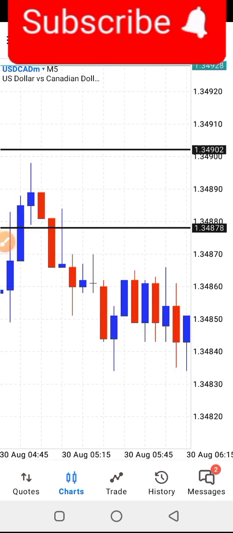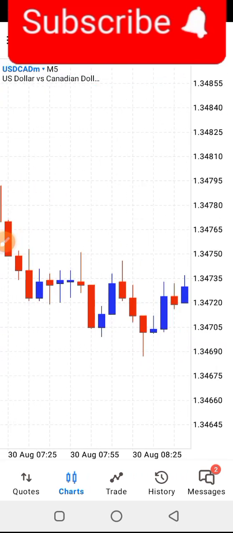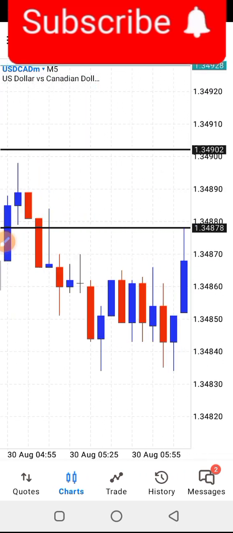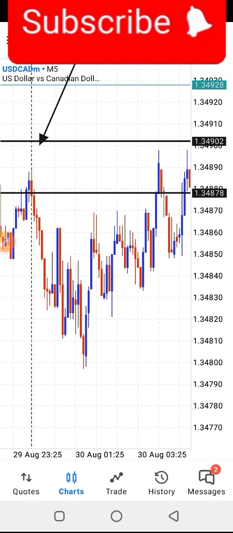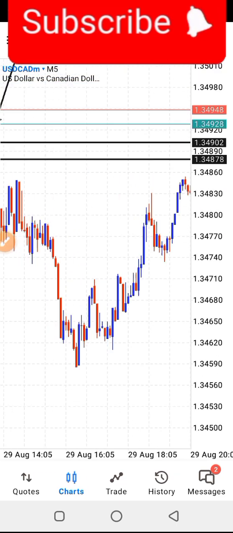You would have entered the trade a little bit early. Okay, so I think that's my first example. Let me zoom out a bit. So this is my first example that I've given to you.